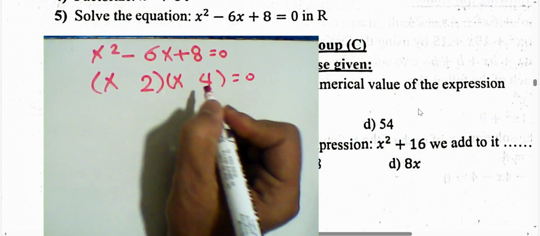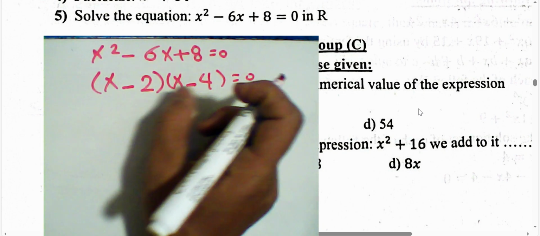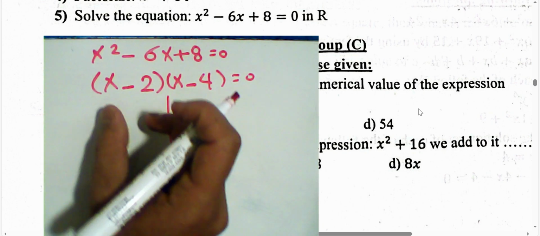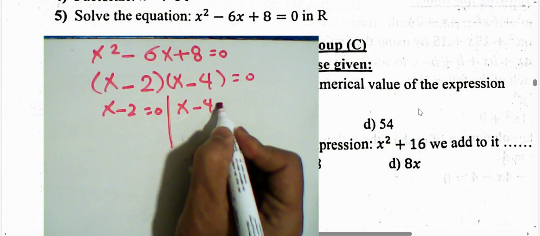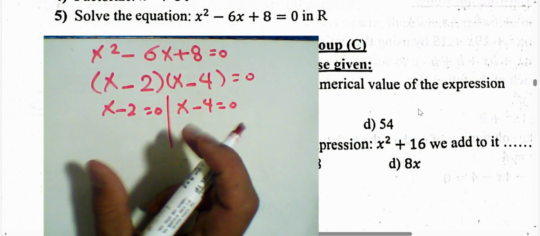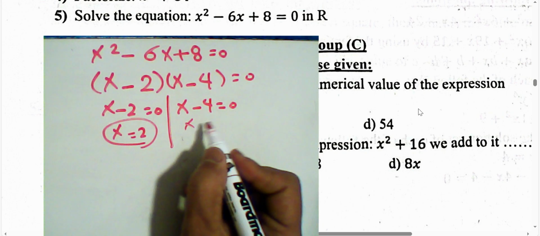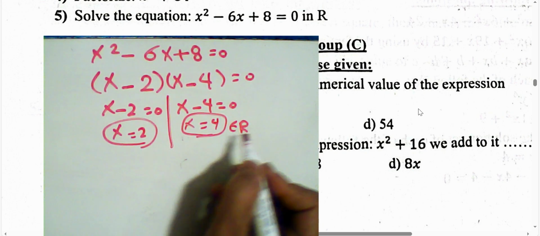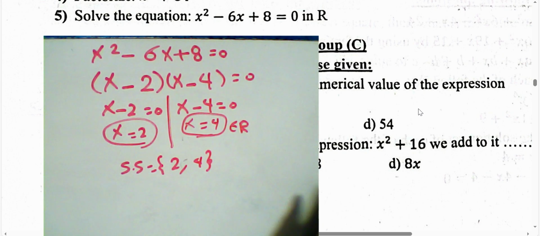Right, 2 multiplied by 4, and the sum is 6. Write the signs negative and negative: negative times negative is positive, and negative 4 plus negative 2 equals negative 6. We have two factors whose product equals 0, so the first will be 0 or the second will be 0. The value here is x = 2 because x - 2 is 0, and x - 4 = 0 gives x = 4. They belong to the real numbers, so we can write the solution set of this equation as {2, 4}.